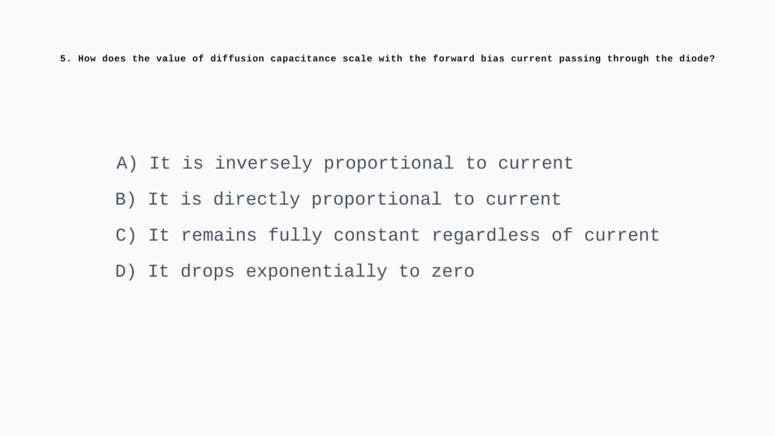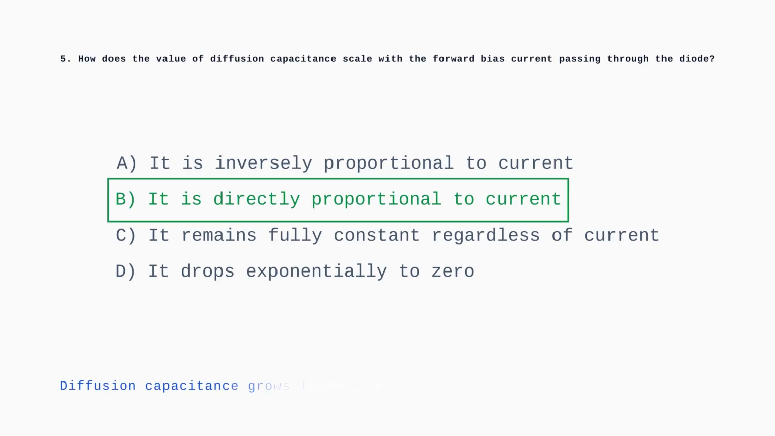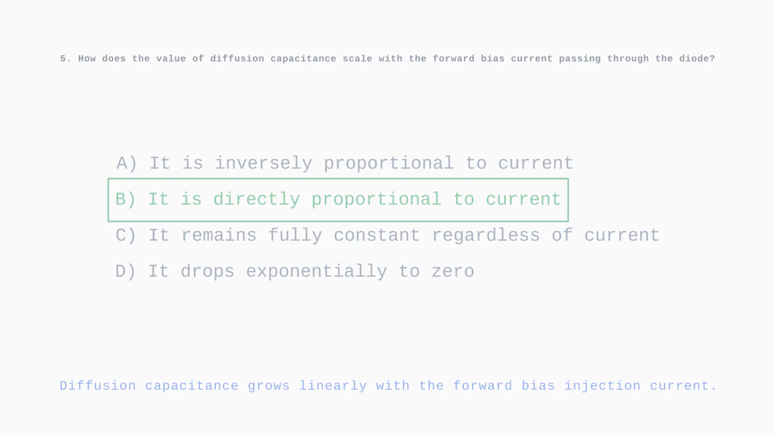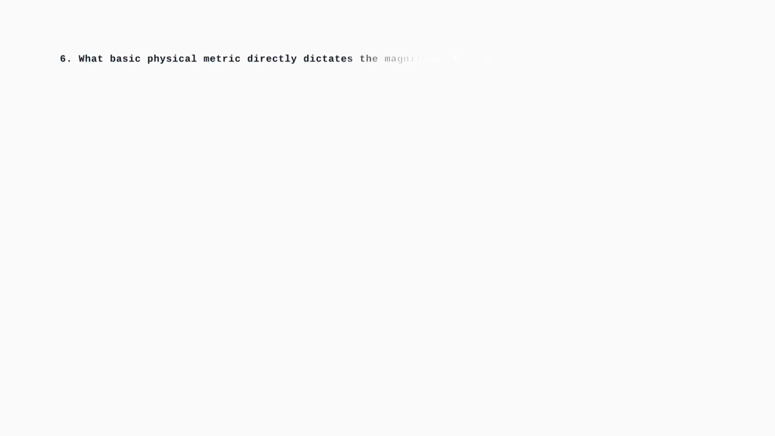Question 5. How does the value of diffusion capacitance scale with the forward bias current passing through the diode? Because more current means a greater density of injected charge carriers tracking the signal, diffusion capacitance scales directly and proportionally with forward current.